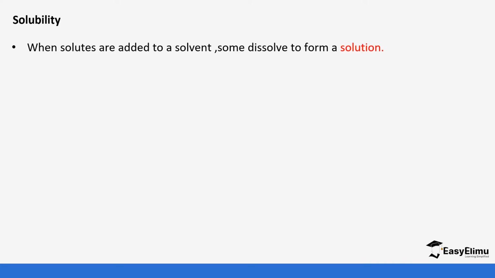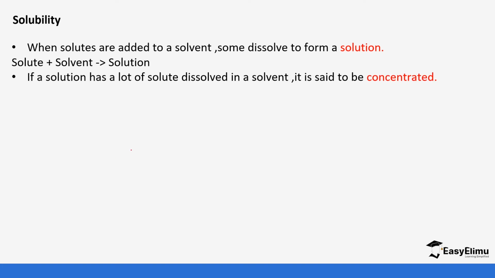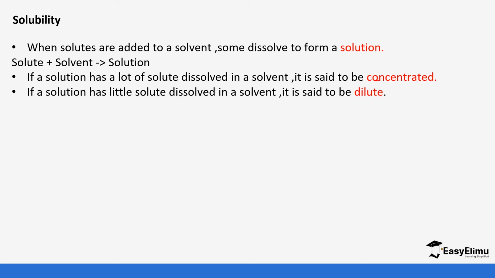So when solutes are added to a solvent, they dissolve to form a solution. So a solute plus a solvent is equal to a solution. And if a solution has a lot of solute dissolved in it, it's said to be concentrated. And if it has little solute dissolved in it, it's said to be dilute.